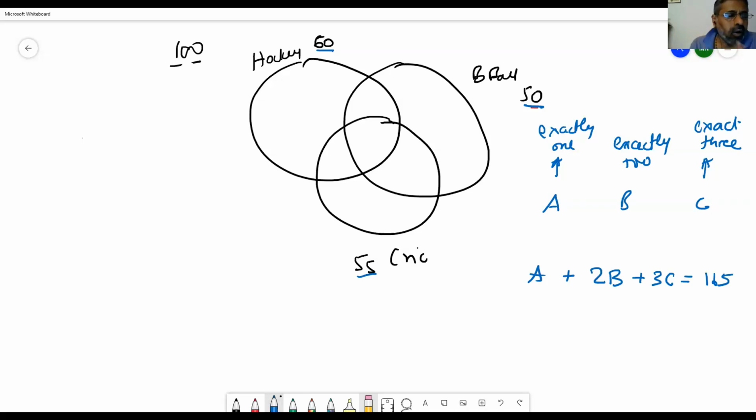So 60 people like hockey, and all these 60 will get chocolates. Then 50 people like basketball, so all those 50 also will get chocolates. Then 55 people like cricket, and all those people also will get chocolates. But some of them will get 2 chocolates, isn't it? Who are the people who get 2 chocolates? Those in A, B, C will get 2 chocolates each. B will get a chocolate from cricket as well as from hockey. And this guy here, X, will get 3 chocolates. The total number of chocolates is 60 plus 50 plus 55, which is 165.